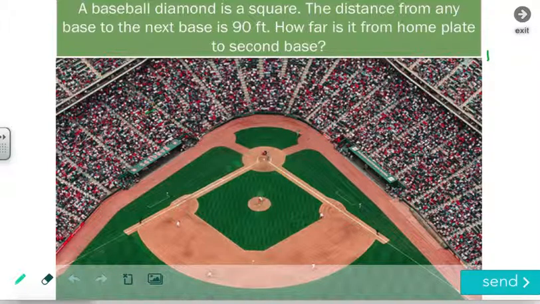And then make sure that you send it at the bottom of the screen.